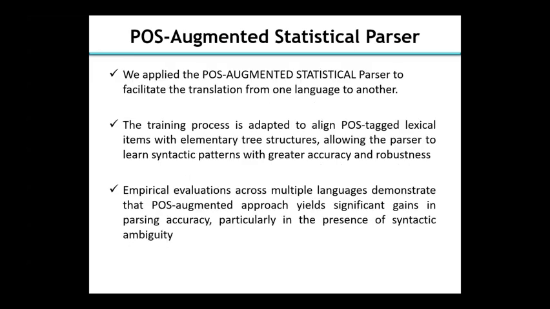So we apply the POS-Augmented Statistical Parser to a translation system we have developed, from English to Indian languages, and we applied our research on this system. We also trained our corpus on 15,000 sentences, and we have done an empirical evaluation across multiple Indian languages through this approach. This is what we are going to cover in a later section of the presentation.